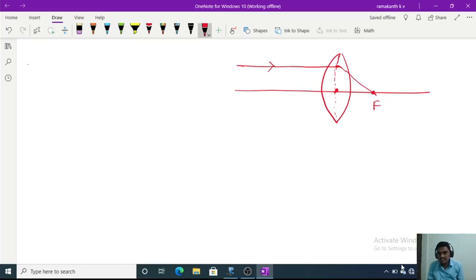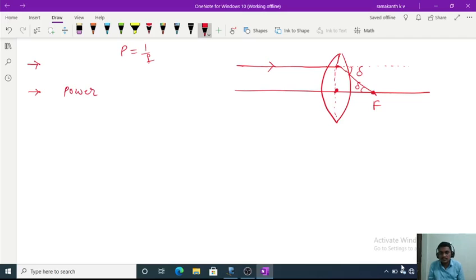Mathematically it is expressed as P equals 1 by f, and physically it is defined as the amount of bending. What does this refracting power represent? The amount of bending. So let us extend this parallel ray of light in the forward direction. This represents the angle by which the incident ray bends. By geometry we can also represent this as delta. So it is defined as the refracting power.